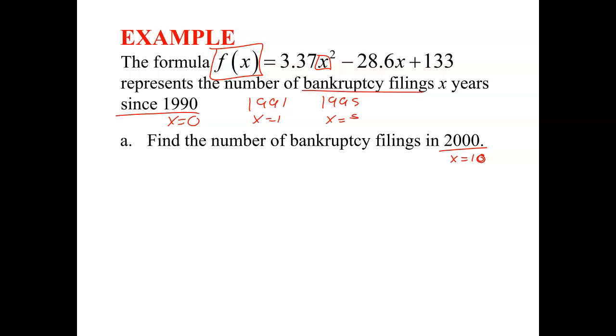The number of filings in any given year. Okay. So the number of filings in any given year, depending on what X is. So if I want to know the number of filings in 2000, I'm solving for f of X by substituting 10 in for X. So 10 is X. F of X is the number of filings. So I need to solve f of 10.